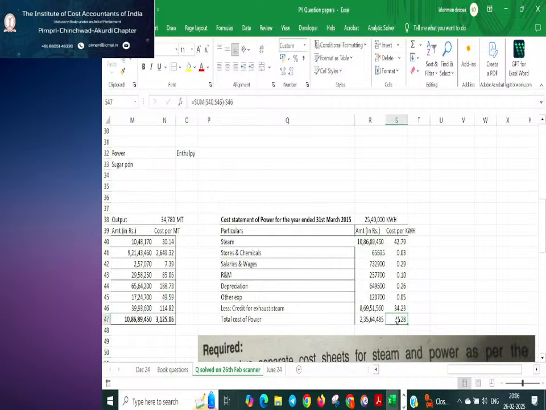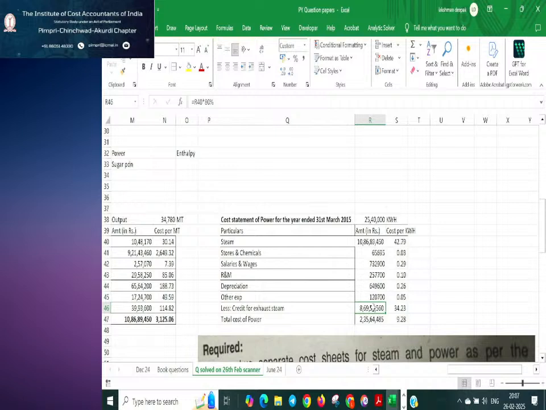But this is your last one, right? Which is being used. Which is the last one? The total cost of power per kilowatt hour is this much. The steam that is totally getting into it is this much, but out of which the credit is being given for the exhaust steam.